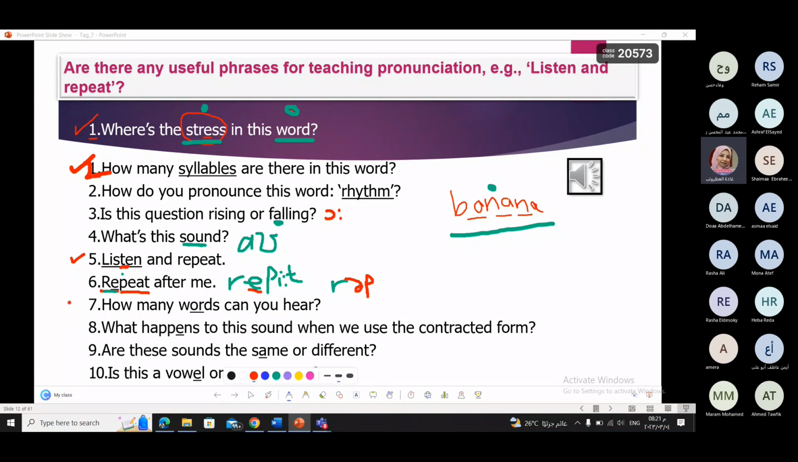Number 7. How many words can you hear? What about this sound? What's this sound called? Like in bird, like in learn, right? This is like this. Three, and then like this. Okay? Right, perfect.